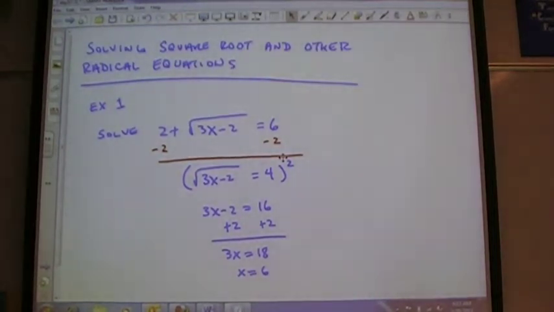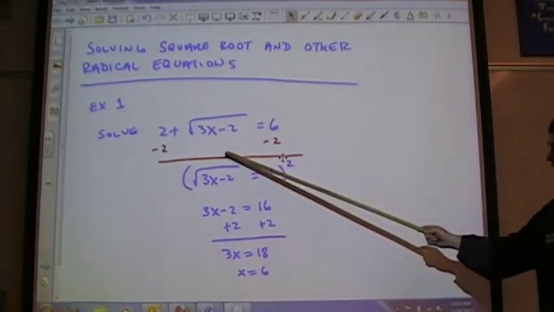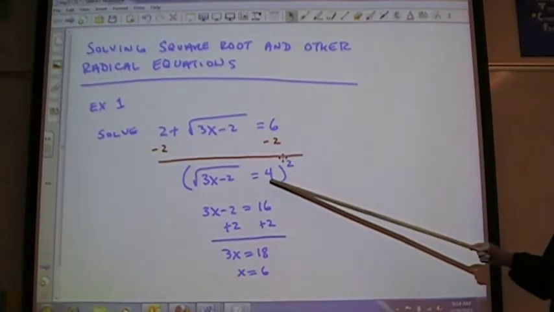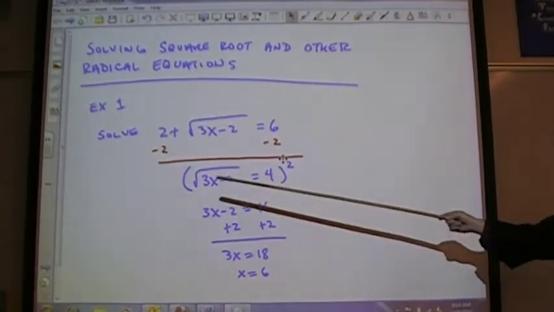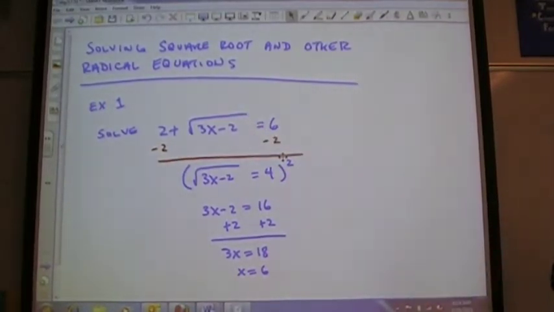The first step in solving any radical equation is to get the radical by itself. And that's what I did with the red. You subtract 2 from both sides, so you're left with the square root of 3x minus 2 equals 4. So all I did was subtract 2 to get the radical by itself.